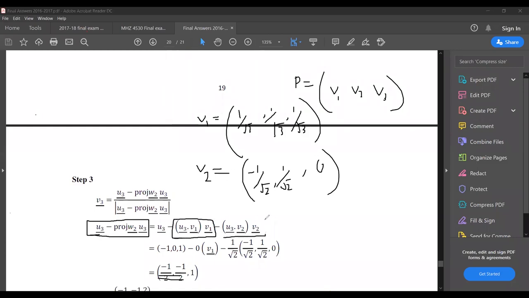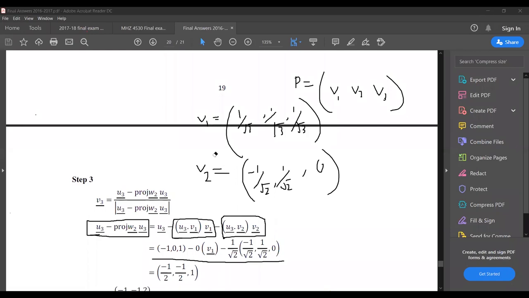When we are writing for U3, there will be two terms. So U3 into V1 and U3 into V2: U3 minus (U3 into V1) into V1, minus (U3 into V2) into V2. You know how to solve this one, right? After solving, you can find the projection vector. After finding the projection vector, you have to divide that by its modulus and you will get V3 also.